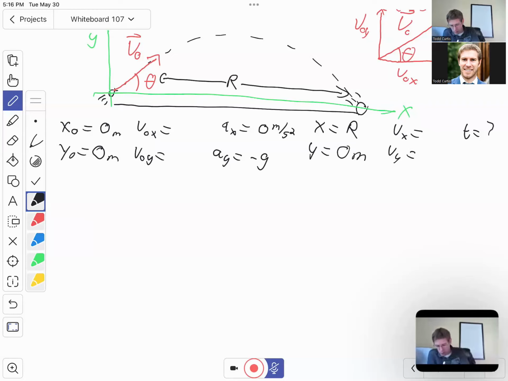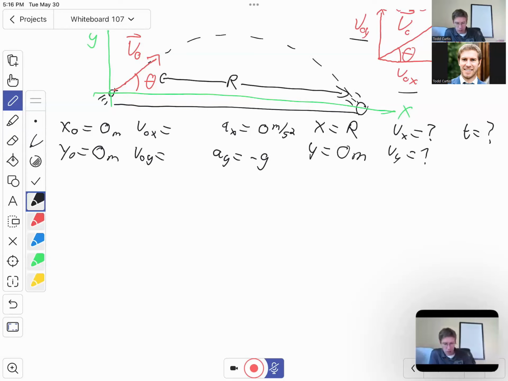Now, we don't know the time. We don't know the final velocity in the x or y. However, they are related to the initials. So the question is, what is the initial velocity in the x and y direction? Well, if we look up here, we can take our initial velocity and turn it into a little right triangle, where the opposite side is v initial y, the adjacent side is v initial x.